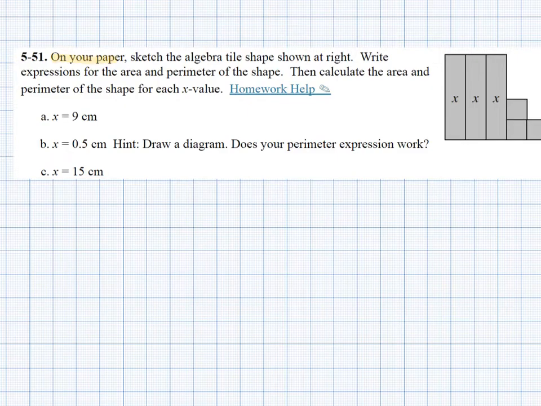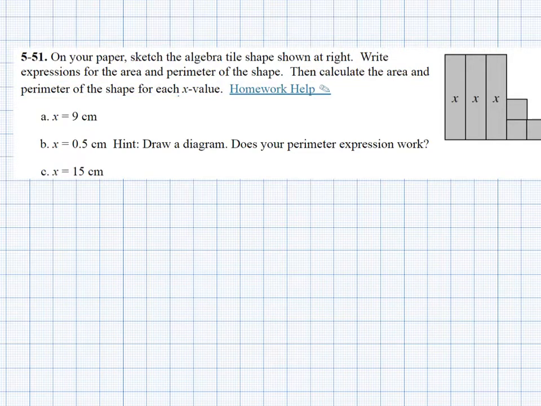On your paper, sketch the algebra tile shape shown at right. Write expressions for the area and perimeter of the shape. Then calculate the area and perimeter of the shape for each x value.